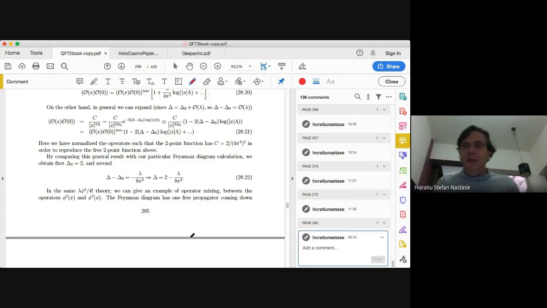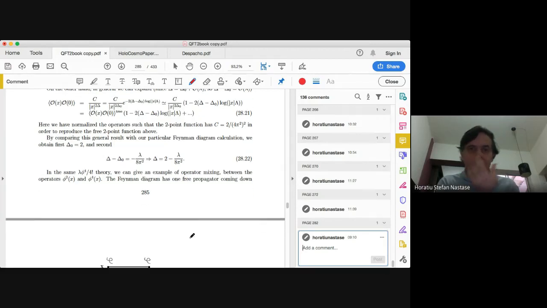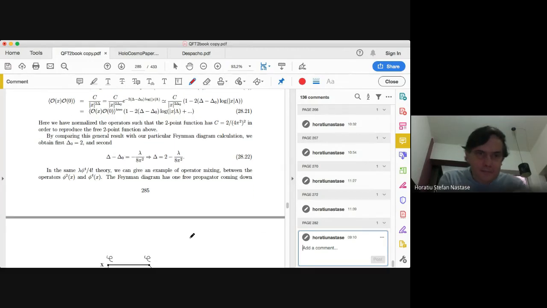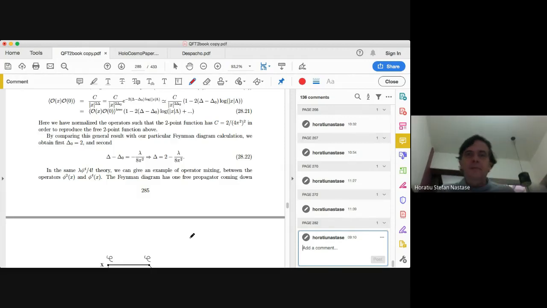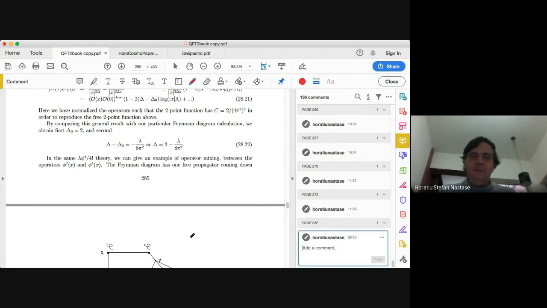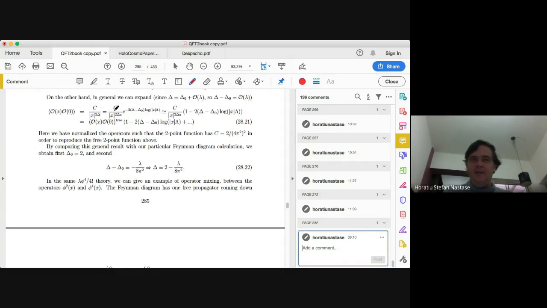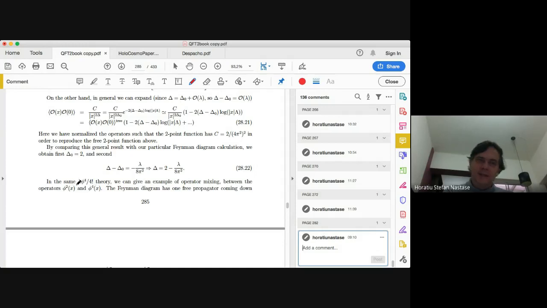Now let's do a calculation of operator mixing. Here I assumed that there's no operator mixing. I assumed that O is an eigenvector. But we can see that, in fact, phi squared mixes with phi to the 4.